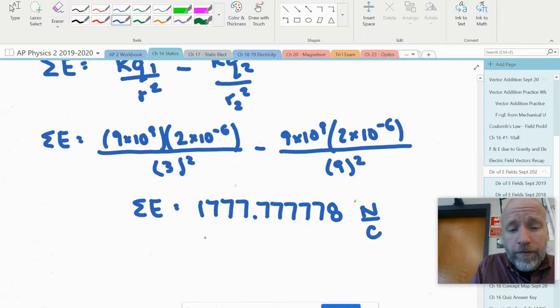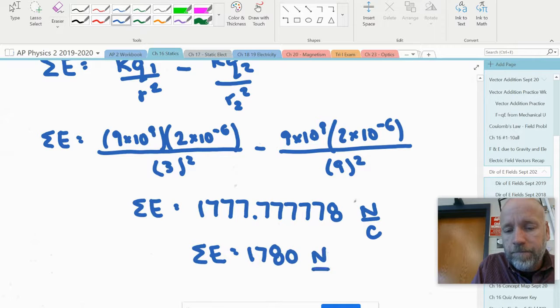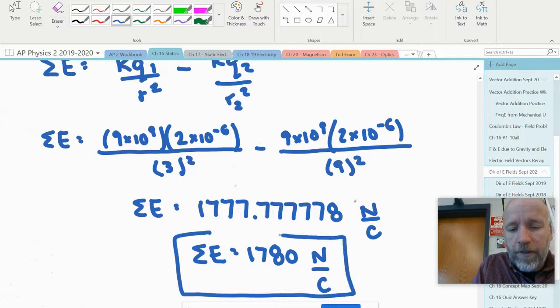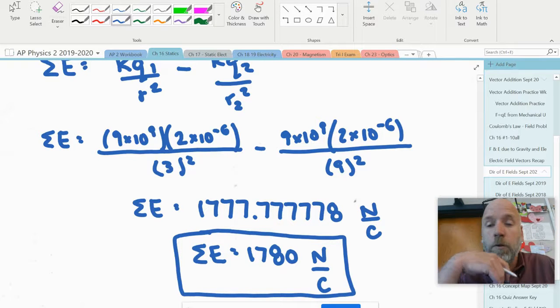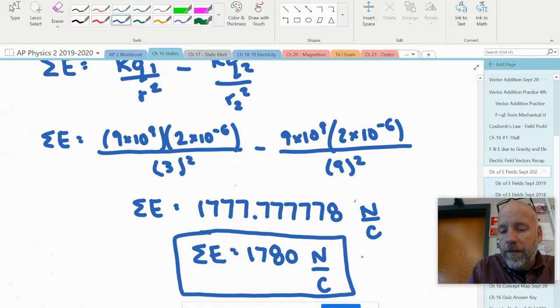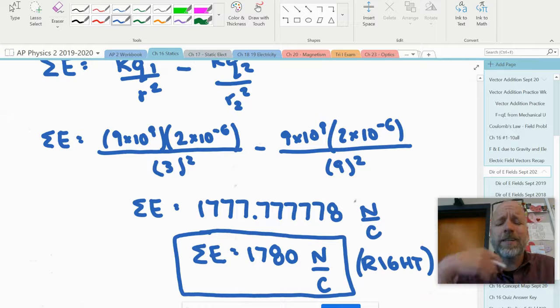We got around this. And in physics, we often go with 3 significant digits in our answer so that we don't fight about it. But I have the sum of the electric field is 1,780 newtons per coulomb. And because the answer is positive, that would indicate that it's going to the right. The positive sign tells me that direction, so you don't need to hit it.